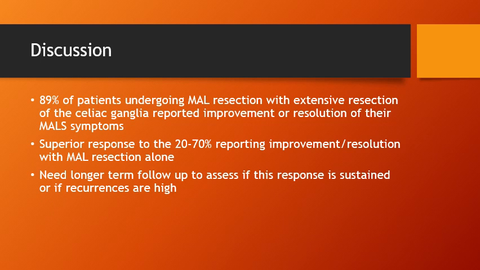So we had roughly 89% of our patients undergoing the median arcuate ligament resection report either complete resolution of their symptoms or improvement in their symptoms after the median arcuate ligament resection in addition to the celiac ganglion resection. This is a superior response to the 20 to 70% that report improvement or resolution in their symptoms in the existing literature. However, this has been a study looking at the outcomes 3 to 6 months post-operatively. We need longer-term follow-up to assess if this response is going to be sustained, or if the recurrence rates become higher further out from surgery.